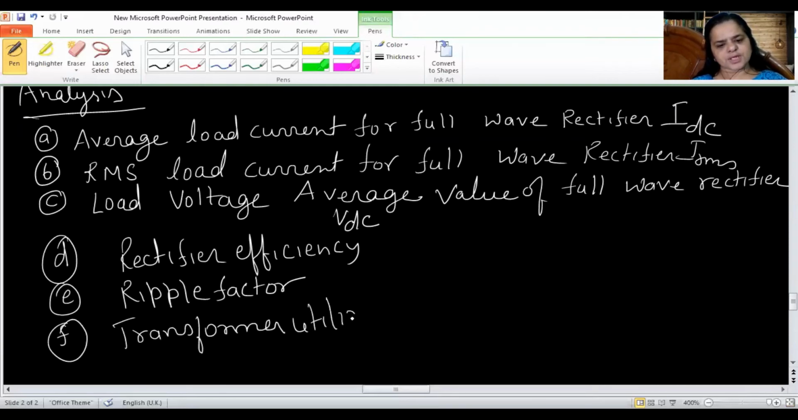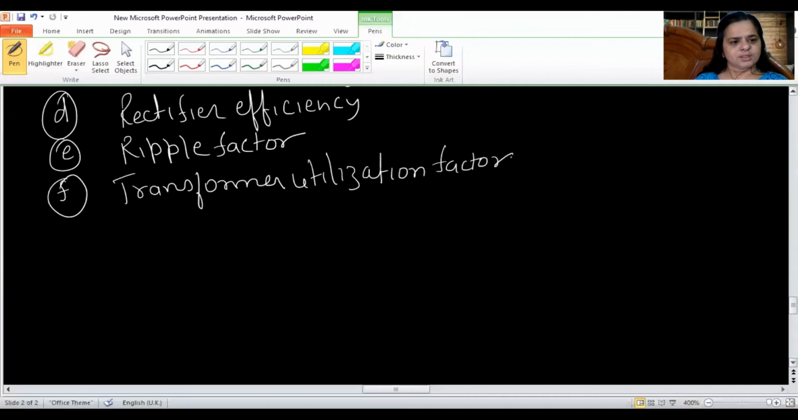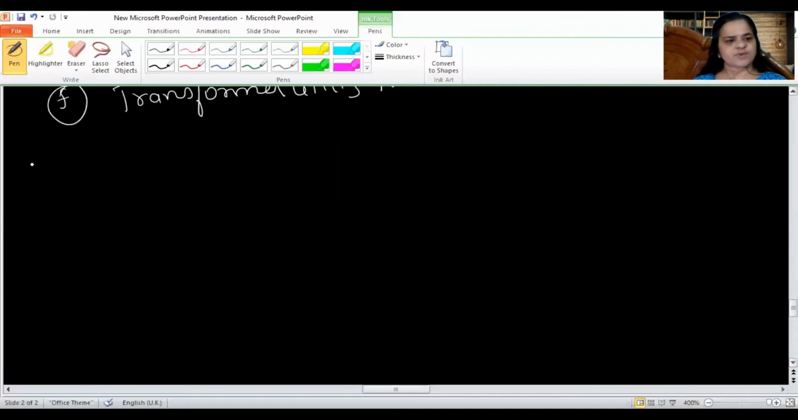Now let us start with the first parameter, that is the average value of the load current.